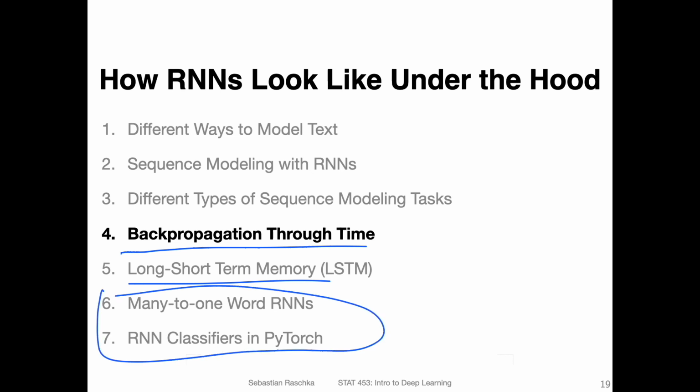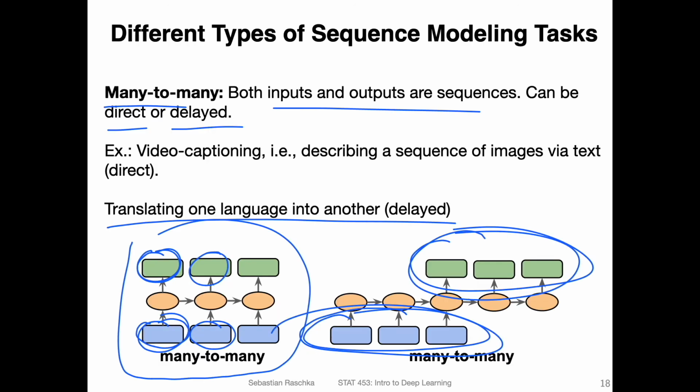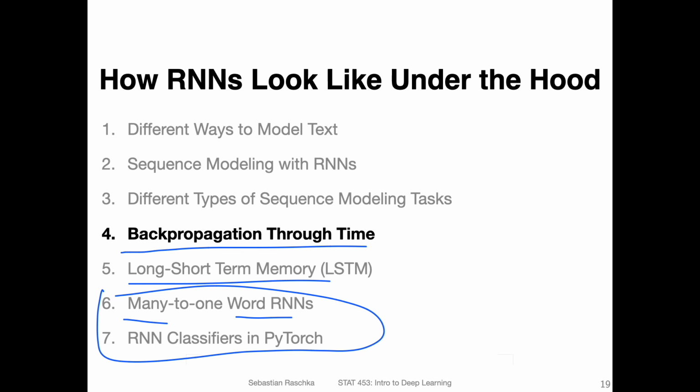And these examples will be many-to-one examples using word RNNs, where we will train an RNN classifier. And later in this class, I'm planning to also have something on generating text. Maybe, we have to see how much time we have, maybe also language translation. All right, so next, let's talk about backpropagation through time.